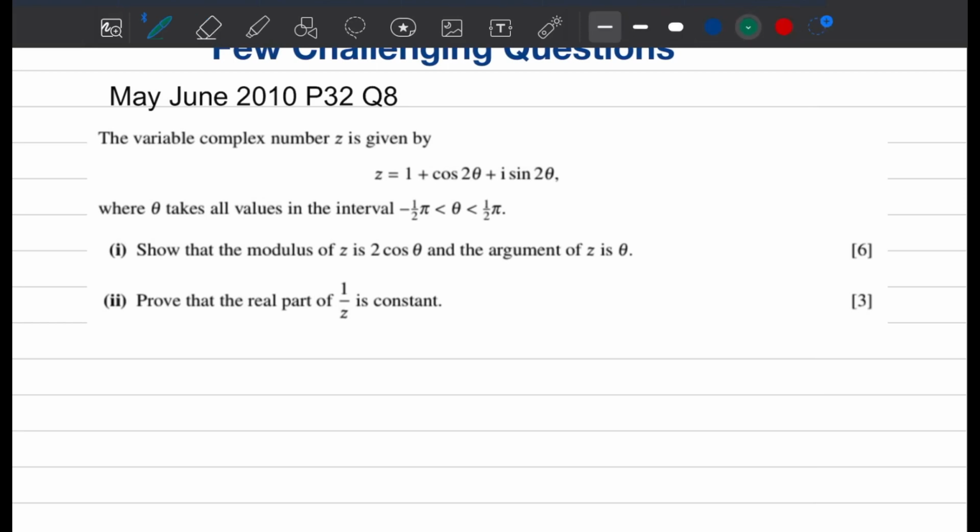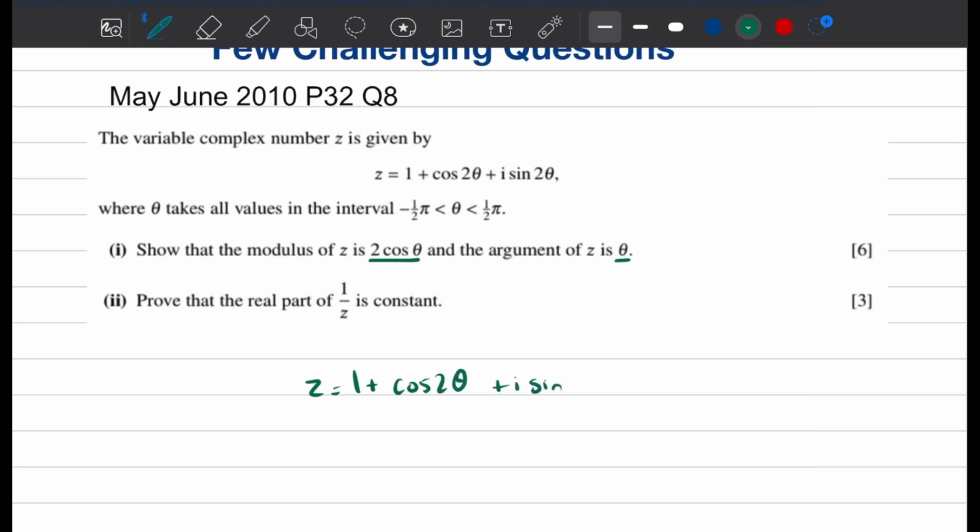So z is equal to 1 plus cos 2 theta plus i sin 2 theta, and you need to show that the modulus is 2 cos theta and the argument is theta. So guys, let's write z in simplified form first.